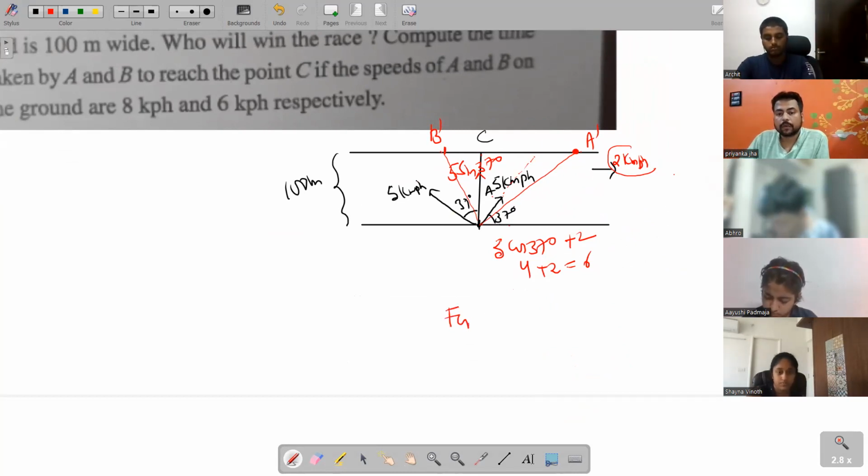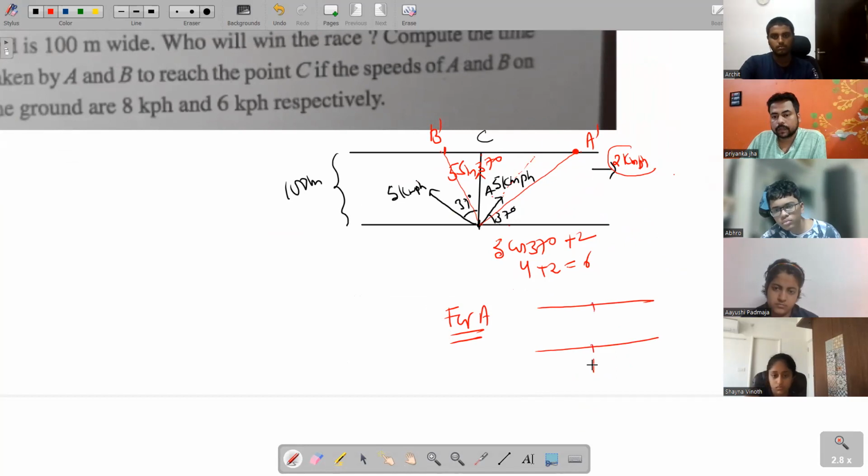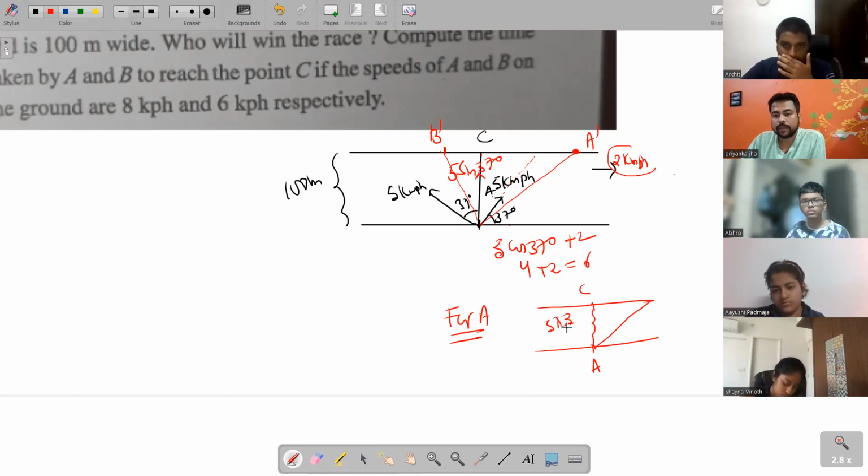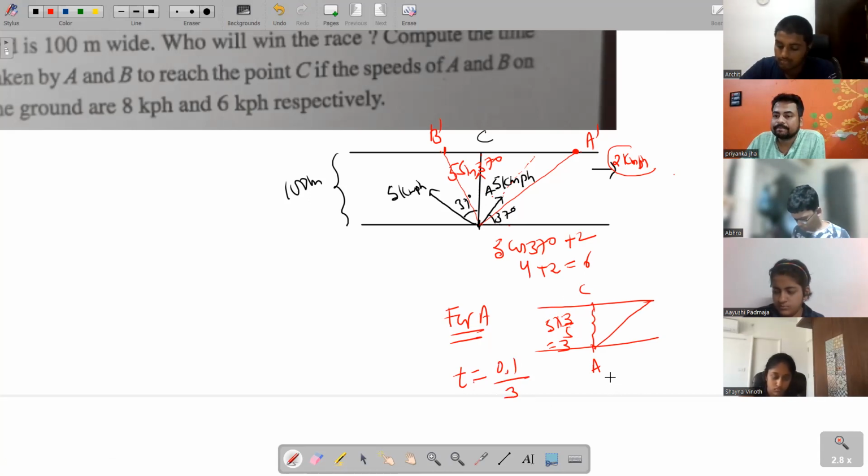Now, if I talk about swimmer A, this is C, and A will come over here. The vertical component is 5 sin 37, so 5 into 3 by 5, so 3. This component is responsible for crossing the river. So what is the time taken to cross the river? The width is 100 meter, and everything is in kilometers, so 0.1 kilometer upon velocity. This much time will be taken by A to cross the river.